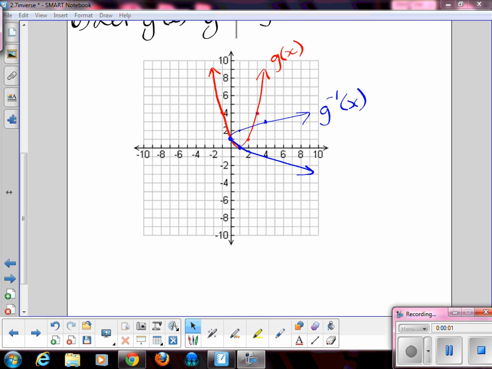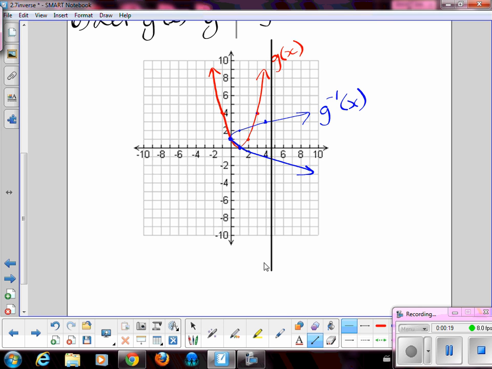We've got both our original function g of x and the inverse of that function graphed together. Now you can see what's happened is our inverse is no longer a function. And the reason it's not a function is because it doesn't pass the vertical line test. I can take that line and move it across. You can see it crosses the blue, the inverse of g, in two places compared to the original function.